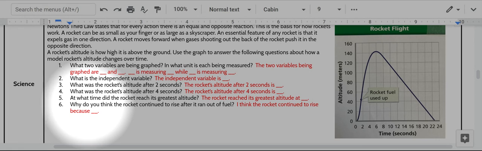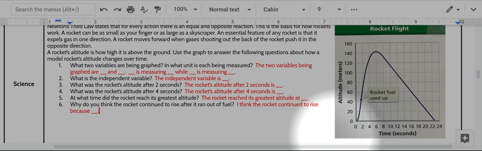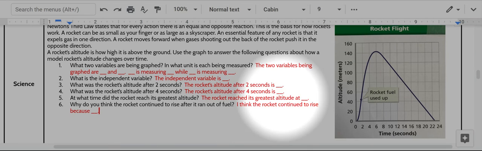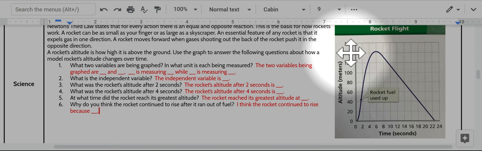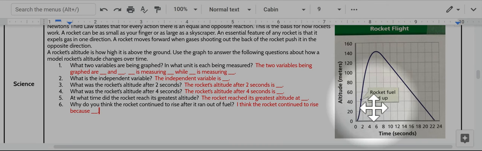Question number 5. At what time did the rocket reach its greatest altitude? So it's asking you in time in seconds, when it reached its greatest altitude. Look and see, where do you see the highest altitude? And take it across. And what does that time say? There you have it right there. Yes, this is kind of easy, but I want you to see the graphs aren't that hard to read.